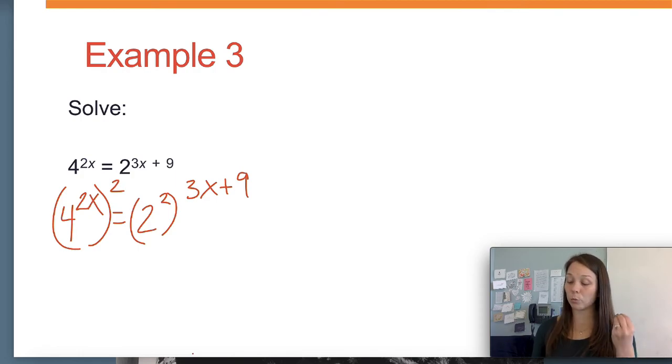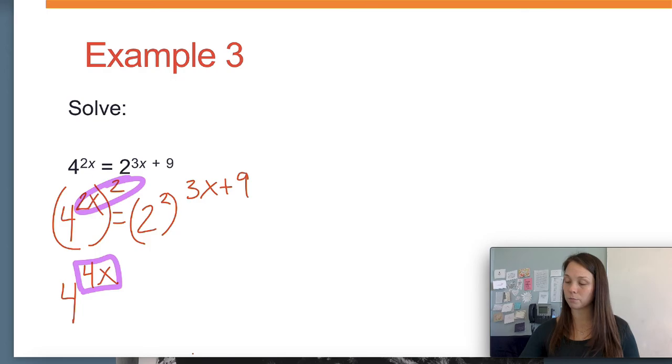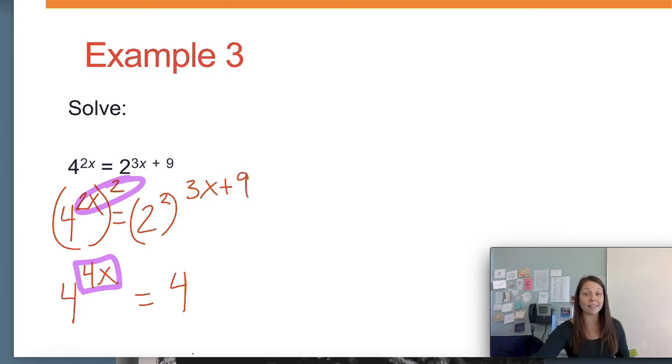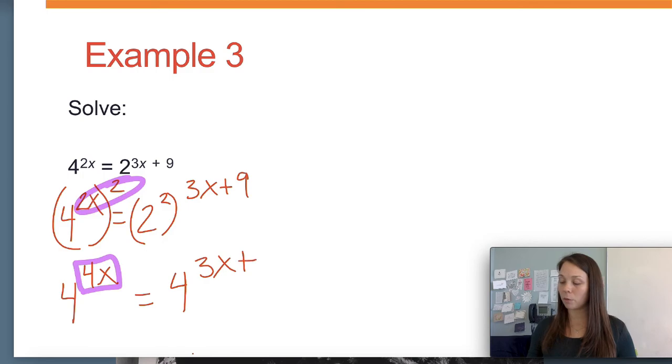So what we would do if you use this method is you would have 4 to the power of 4x, because you would take the product of 2x and 2, and that would give us this 4x. On the other side, you're not going to multiply that exponent out. You're going to actually apply the exponent to the 2 to give us a base of 4, and then we would still have this 3x plus 9.